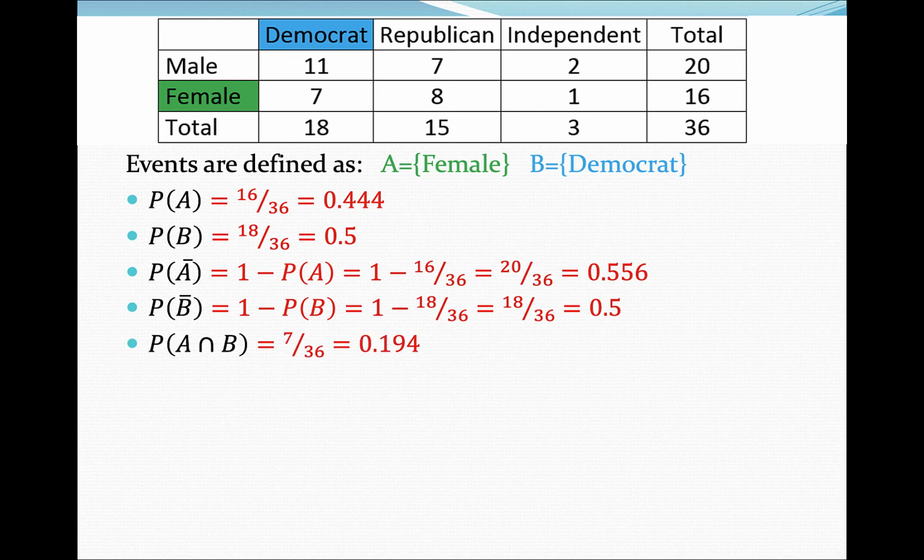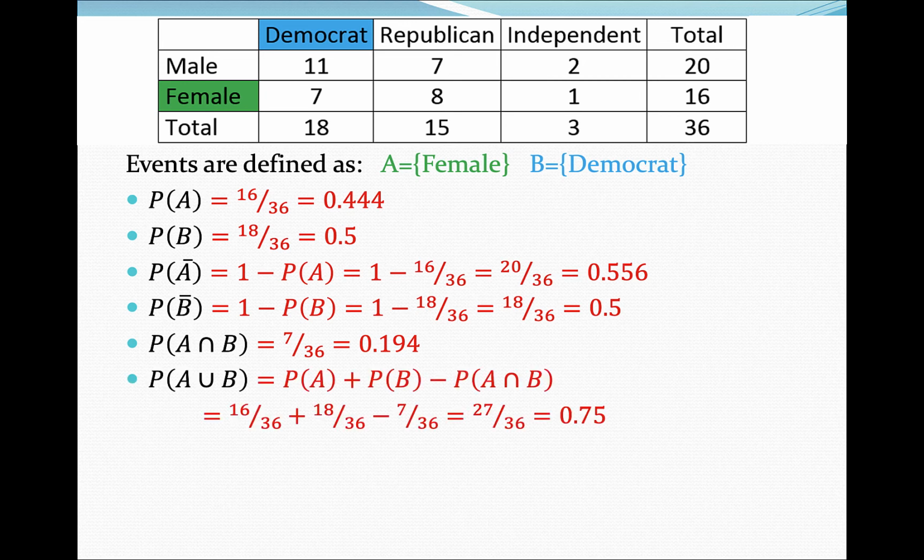The intersection. So the intersection here, we're looking at the overlap. So same as before here, we have to look at how many people satisfy both. So how many people are both female and identify as Democrat. So if you look at that row for females and where it intersects for that column of Democrat, you'll see that number 7 there. So there are 7 people that are both female and identify as Democrat. That means 7 over 36, which is 0.194.